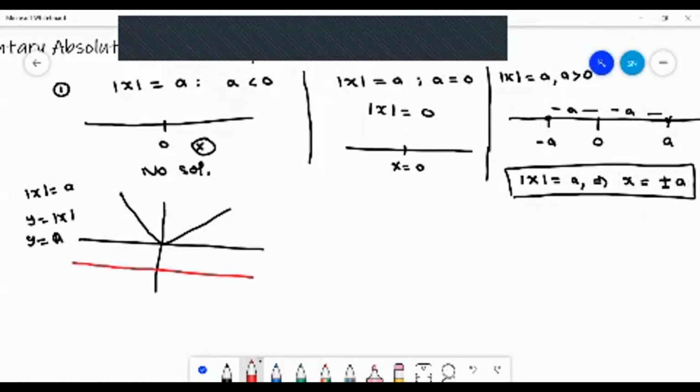So no solution. The second case: mod x is equal to 0. Then there is only one point of intersection. This is mod x and y equal to 0. So this is only one point of intersection, one common point for mod x and y equal to 0. So then the solution is x is equal to 0.